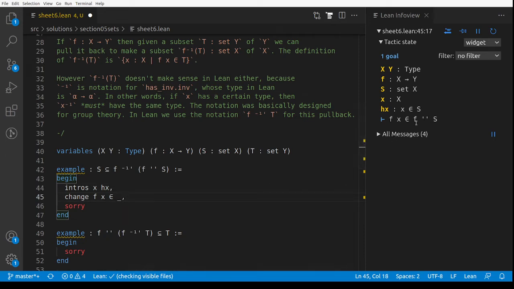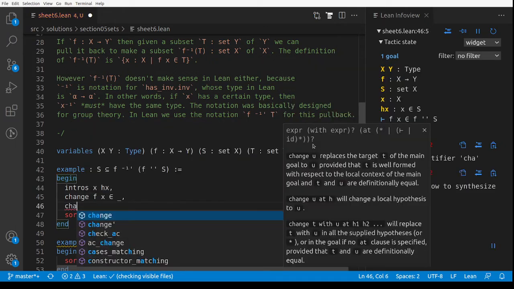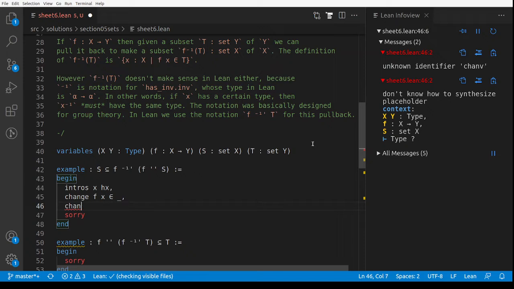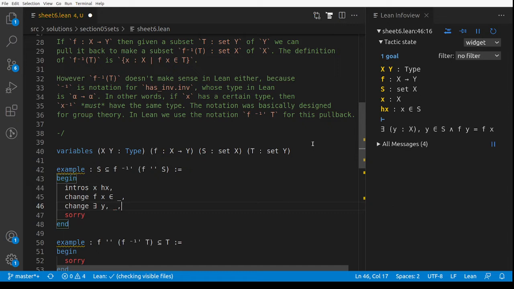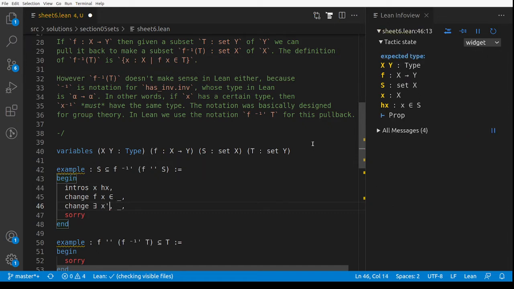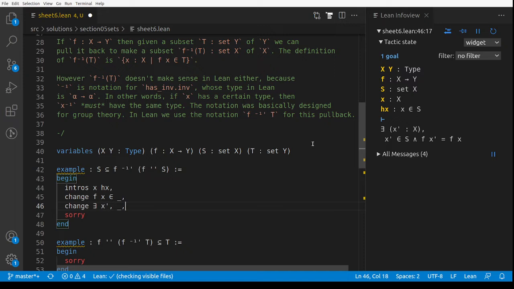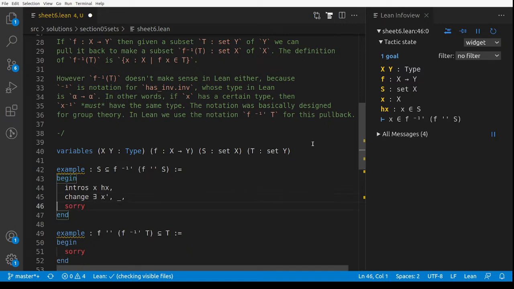And now what's the definition of f of x is in something? So we could change that to be that there exists some x, exists some y such that something. Yeah, maybe I'll call it x primed. I probably could have done that straight away. And do you see, when you're using change, you don't have to write everything out in full. You just give Lean a clue. It's like, I want the exists form.